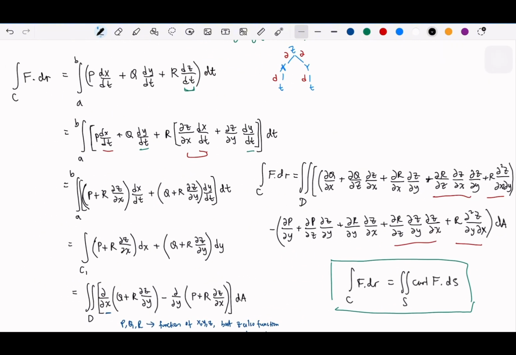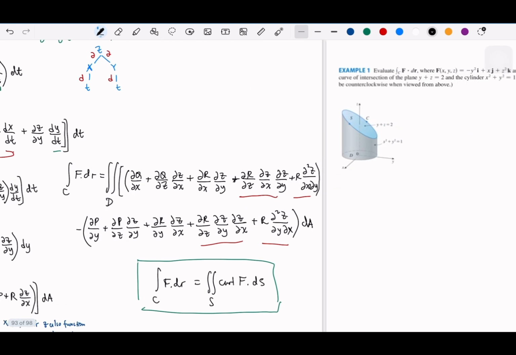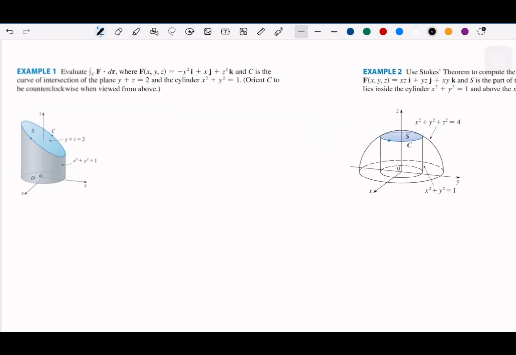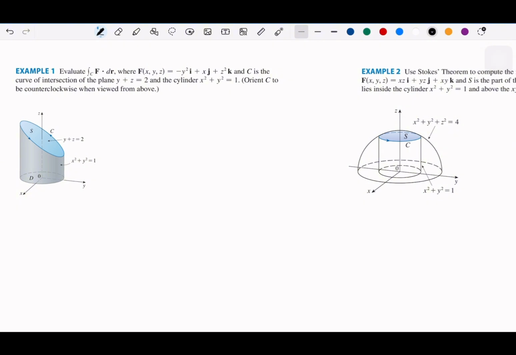So this is basically just showing you that they are connected. The line integral of F dot dr is the surface integral of curl F dot dS. Now the problem here is a simple problem, but I would like to show you how to deal with this.